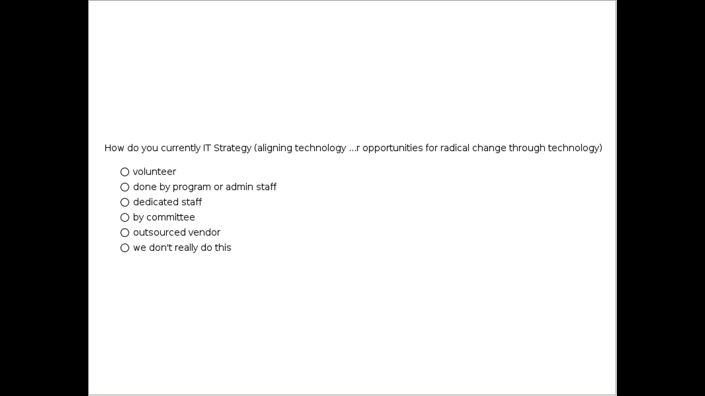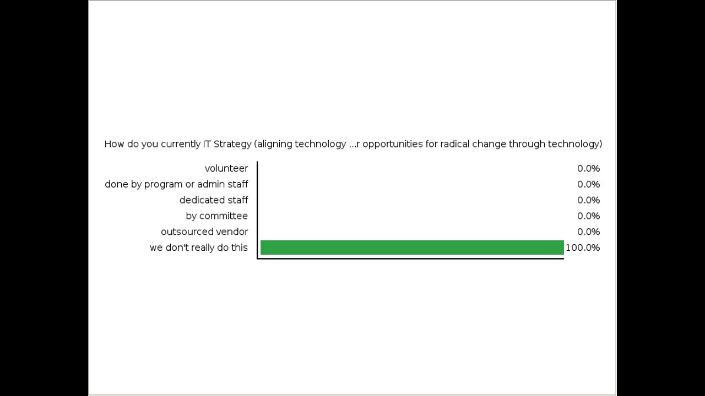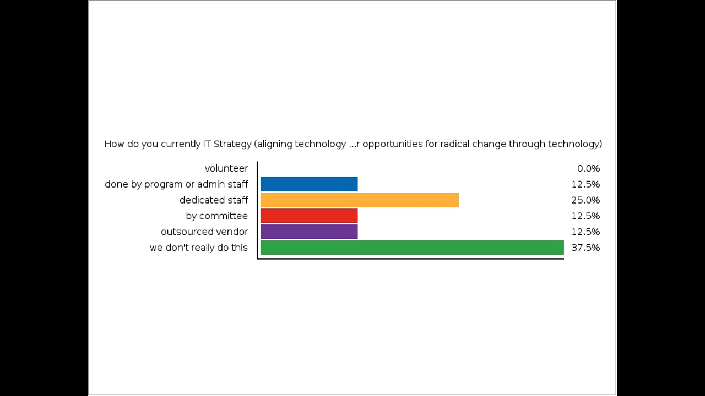Okay, last one. How do you currently support IT strategy? So aligning technology with your mission, looking for opportunities for change. Do you do this by committee, dedicated staff, volunteer, outsourced vendor? If you have no idea what I'm talking about, I think it's safe to say you don't really do this. So go ahead and just type in and let me know how this works.